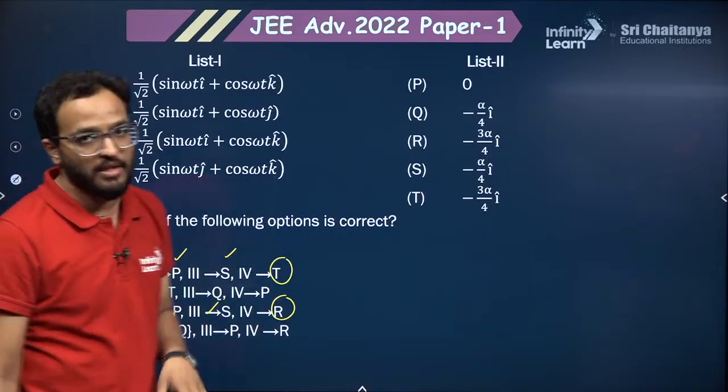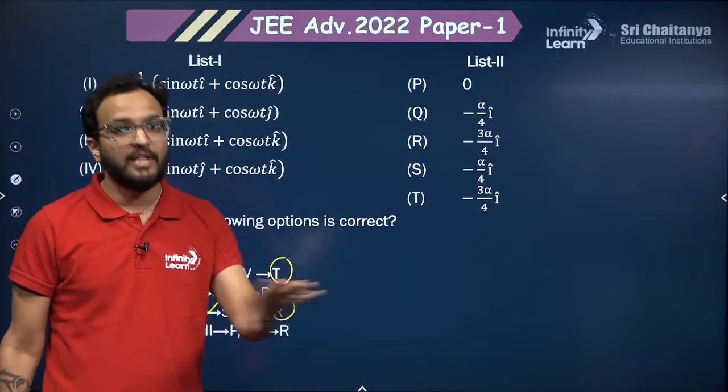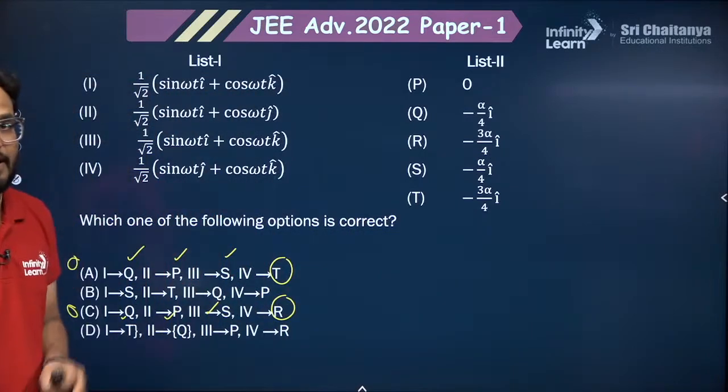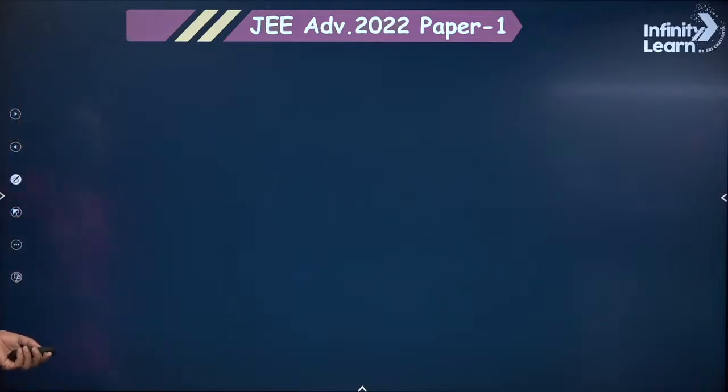So do this thing, students. Before attempting any match the column type of a question, do read the options. This is a very important exercise before you do these kinds of questions, right?